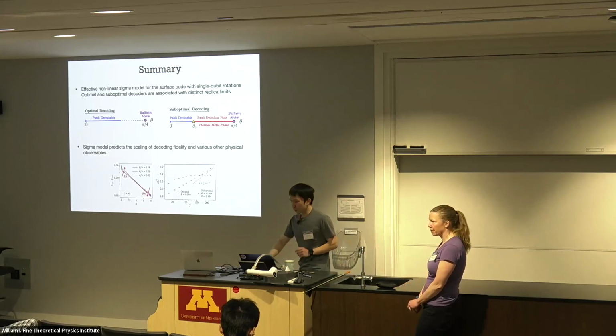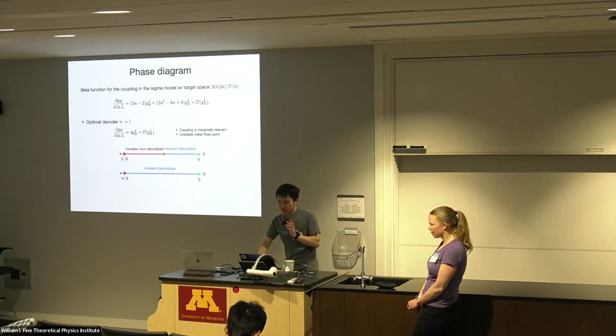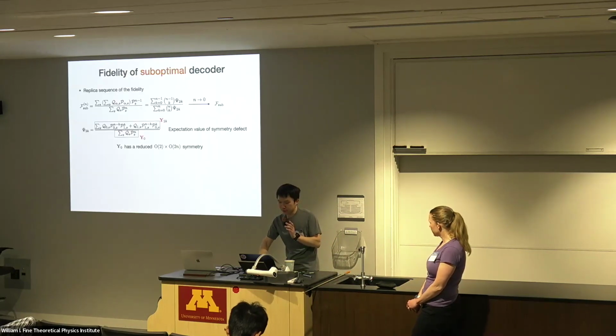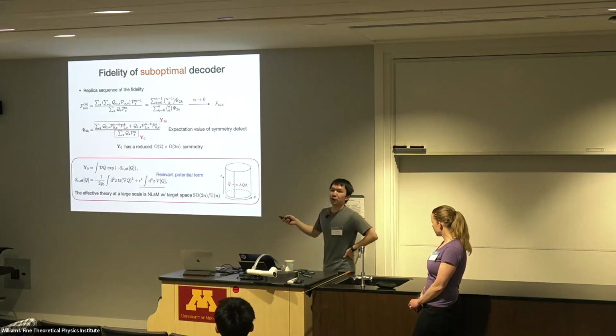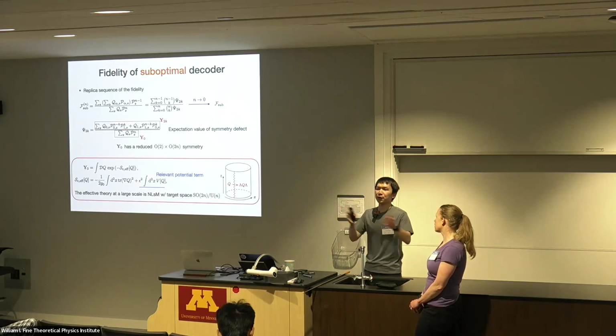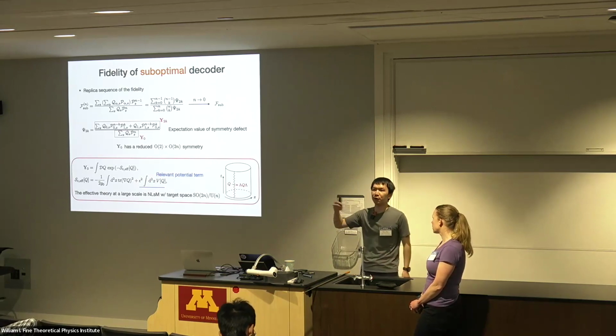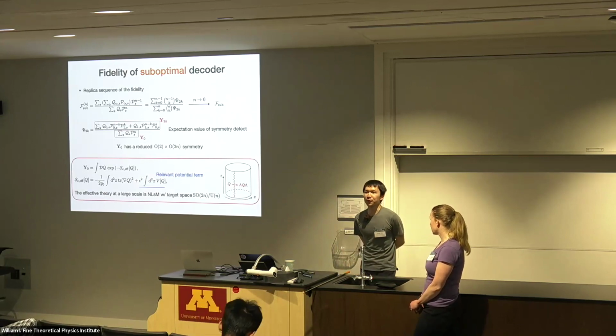Okay. And in terms of the field theory, this precision comes in as here, which governs the strength of this relevant perturbation. Basically it tells you at what scale you start to tell the difference between the suboptimal and the optimal decoder.